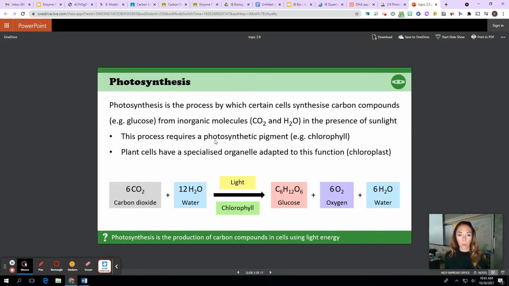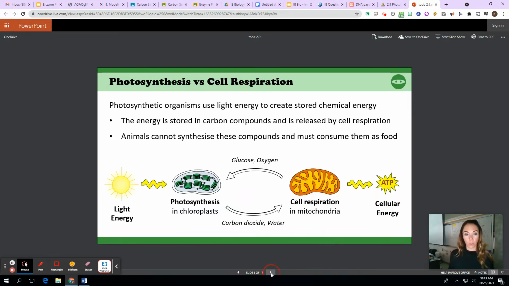Right? It does require a photosynthetic pigment. We'll talk about some different types of pigments, and the plants have that organelle. Some bacteria, right, are photosynthetic bacteria, but that are able to do this. We must have that organelle in order for photosynthesis to occur.